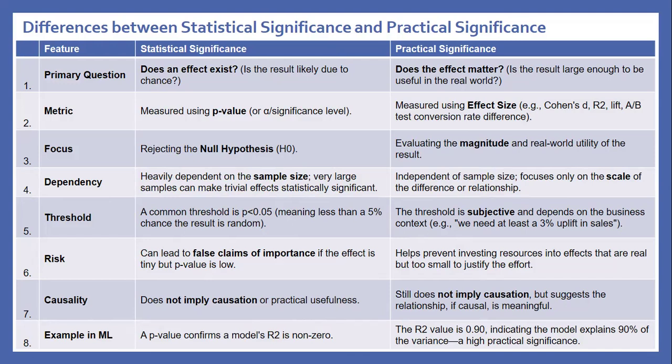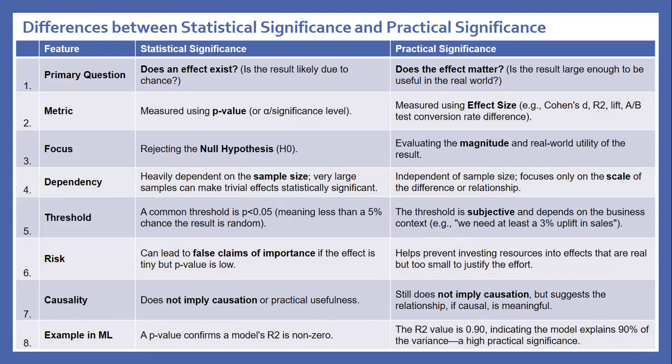Causality: statistical significance does not imply causation or practical usefulness. Practical significance still does not imply causation, but suggests the relationship, if causal, is meaningful. Example in ML: for statistical significance, a p-value confirmed the model's R2 is non-zero. For practical significance, the R2 value is 0.9, indicating the model explained 90% of variance, a high practical significance.